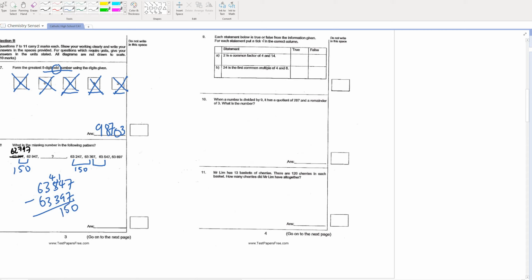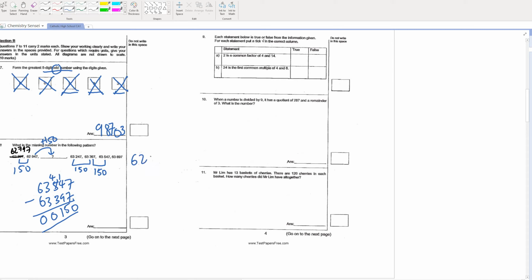4 minus 3 is equals to 1. 3 minus 3 is equal to 0. 6 minus 6 is also equals to 0. Again, we have the difference of 150. So now we can safely conclude that this number, we have to add 150 to find the missing number.